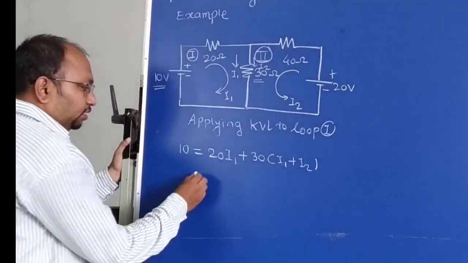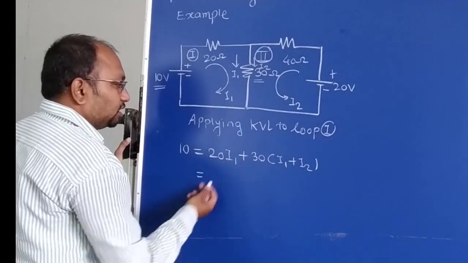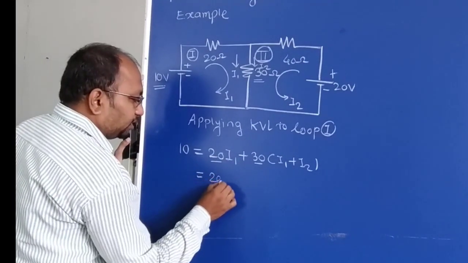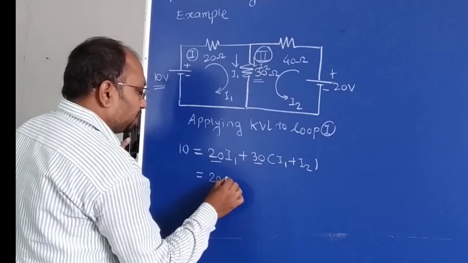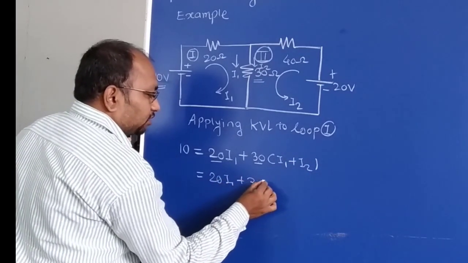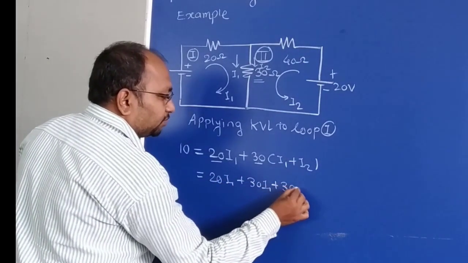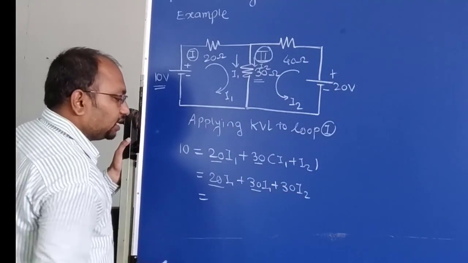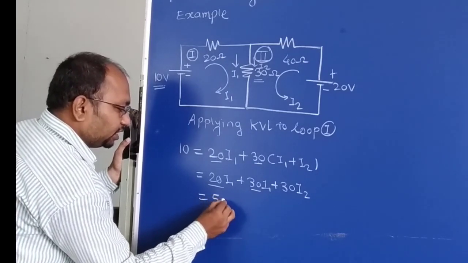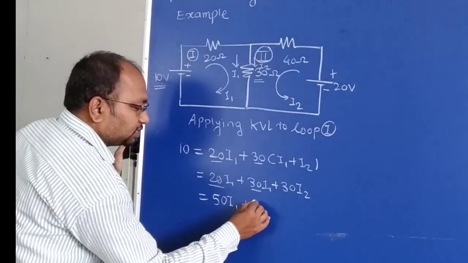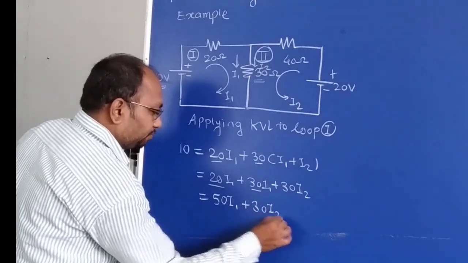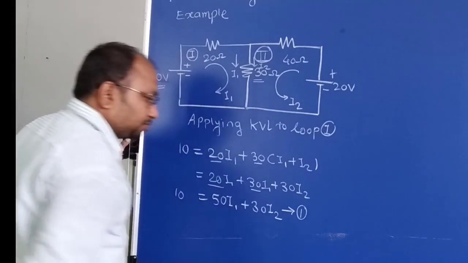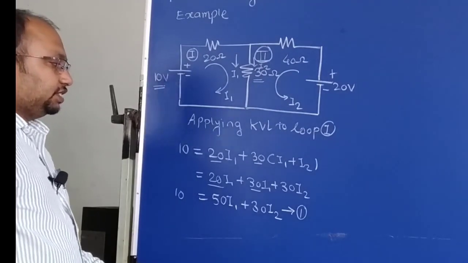Okay. Now modify this equation, rearrange the terms. So 20 I1 plus 30 I1. Let us multiply that 30 into this bracket. So 20 I1 plus 30 I1 plus 30 I2. Okay, so after addition of these I1 terms, your equation is going to have 50 I1 plus 30 I2. So this is your first equation, equation number 1.